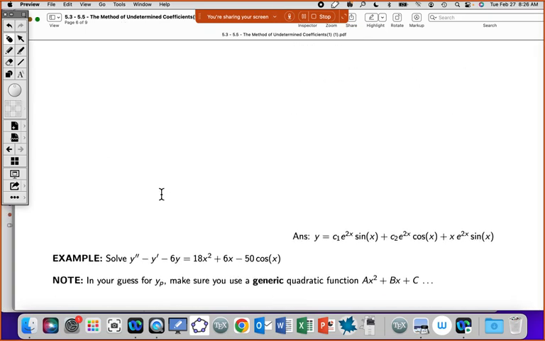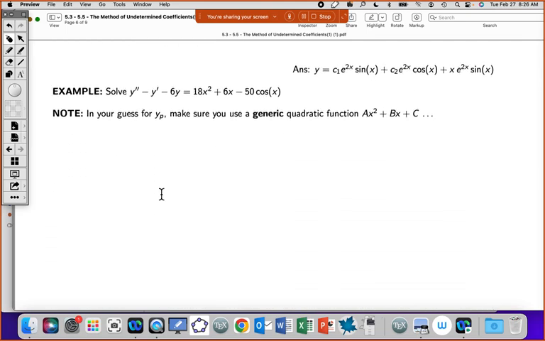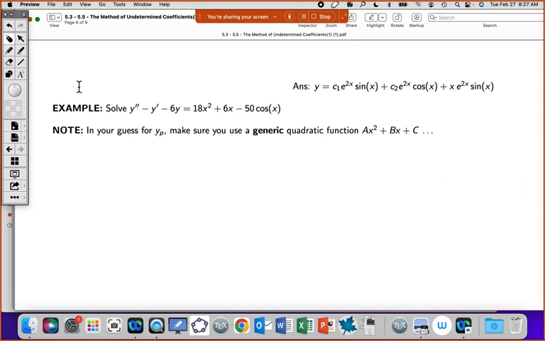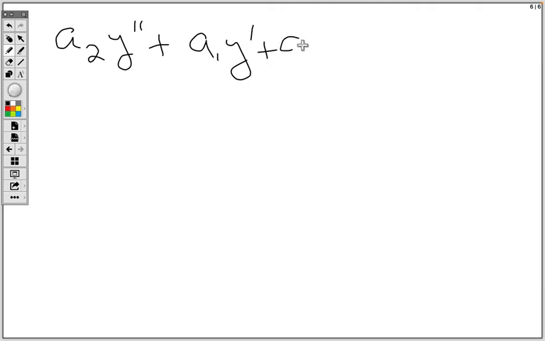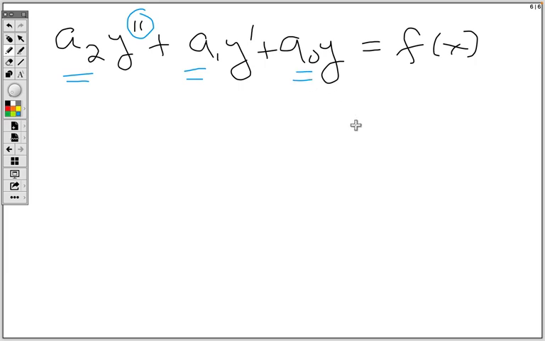Alrighty. So we're looking to finish undetermined coefficients today. So once again, here's the kind of diffie q's we're looking at. They look like this: A2 y double prime plus A1 y prime plus A naught y equals f of x. So the highest derivative here is the second derivative, which makes them second order. The coefficients of y and its derivatives are all constant, so it's a constant coefficient, second order. And this f of x may or may not be 0, so it's non-homogeneous.